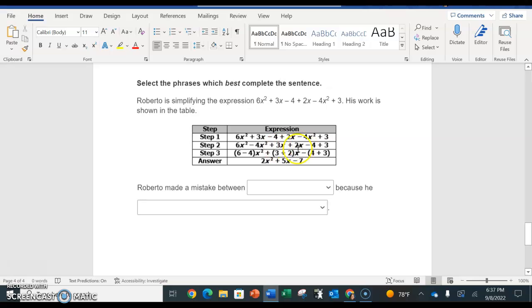All right, here we've got 3 and 2 pulled out times x, and we've got negative times 4 is negative 4, and negative times 3 is negative 3. So right here, this was a plus 3, and now that would be representing a negative 3. So he made a mistake between steps 2 and 3. He couldn't pull that negative out because now it's no longer equal. All right, so because he distributed the negative incorrectly.